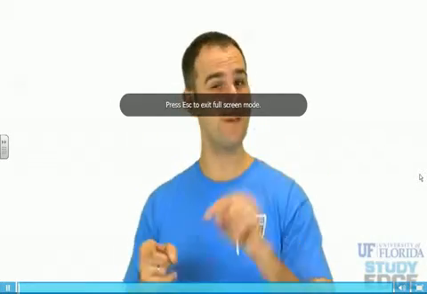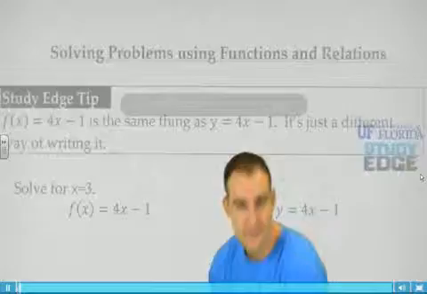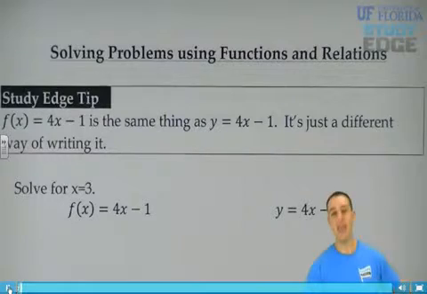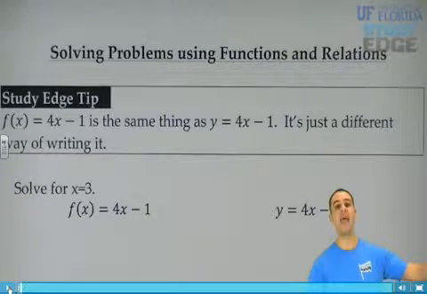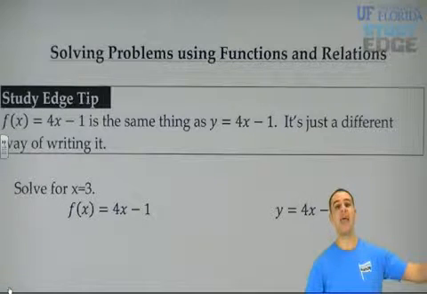Solving problems using functions and relations. Right off the bat, I should tell you that these are the problems, the functions.